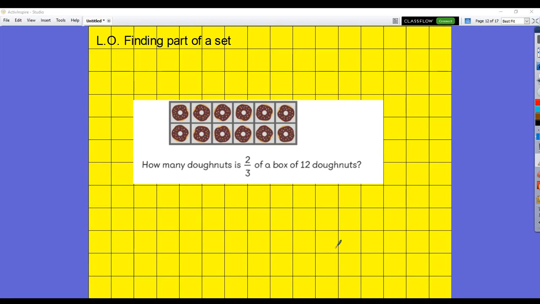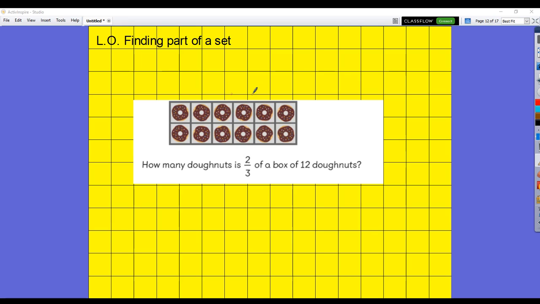So this is our second lesson of finding part of a set, okay? You might notice something different from today's lesson compared to yesterday's, and let's see whether you spot it, okay? So our first question is, how many donuts is 2/3 of a box of 12 donuts, okay?